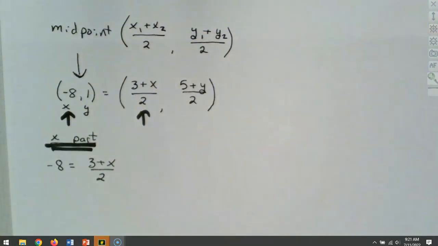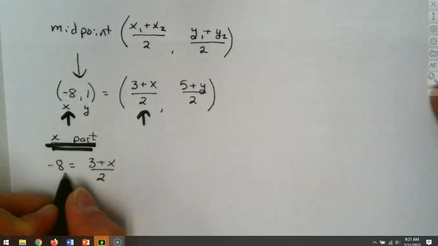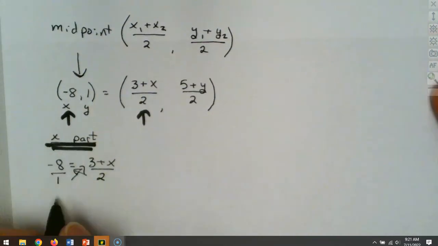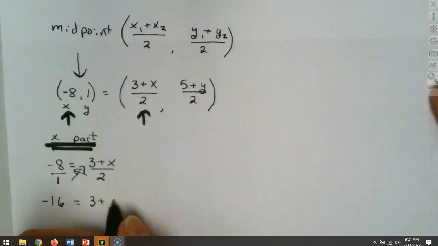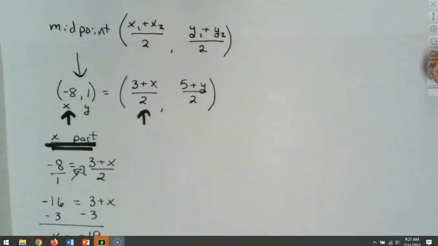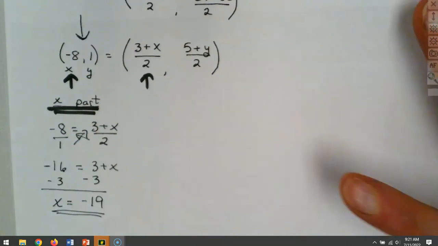How would we solve this? Well, there's not much to do. We can cross multiply. And so that gives you then a minus 16 equals 3 plus x. We'll move our 3 over. And so we know now x must equal a negative 19. So that's all we have to do.